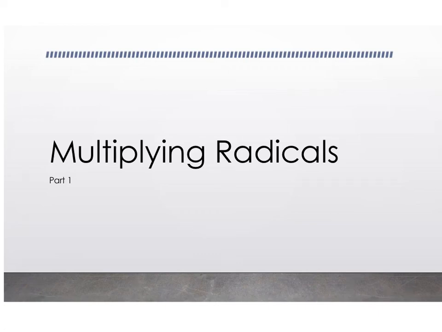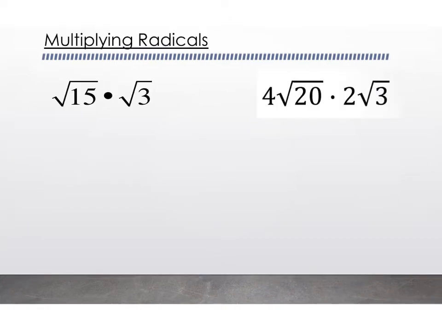Now that we've gotten somewhat used to simplifying radical expressions involving square roots, cube roots, fourth roots, whatever, today we're going to look at two parts, multiplying radicals and dividing radicals. So when you're multiplying radicals, the first thing you always want to check is if they have the same index. If they have different indices, say in this first case the cube root of 15 multiplied by the square root of 3, we cannot simplify that. So they have to have the same index first.